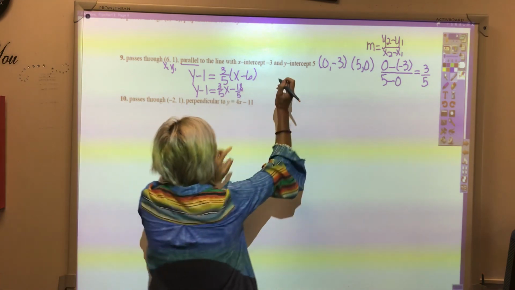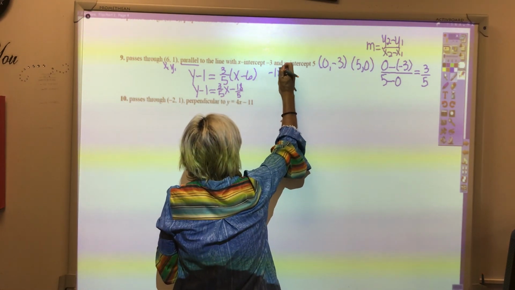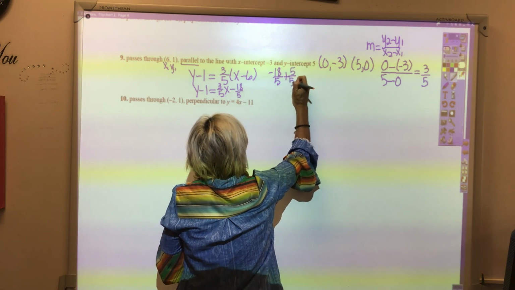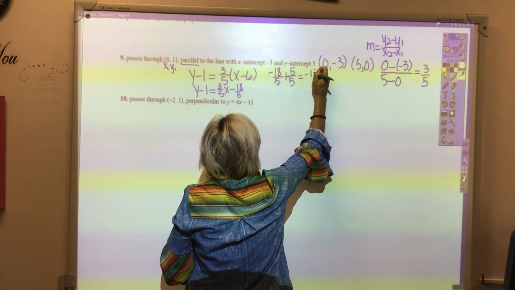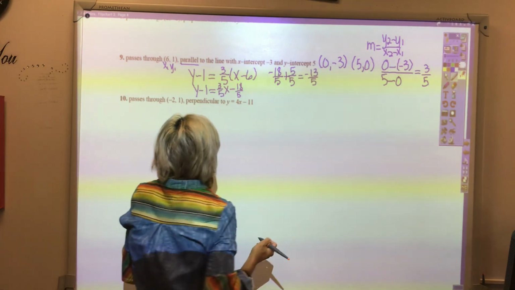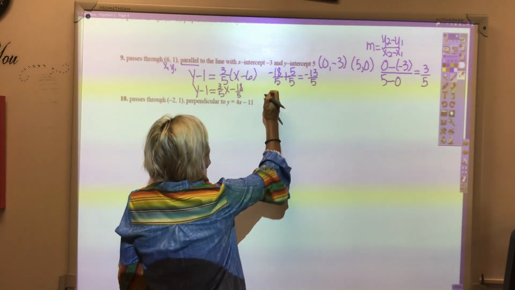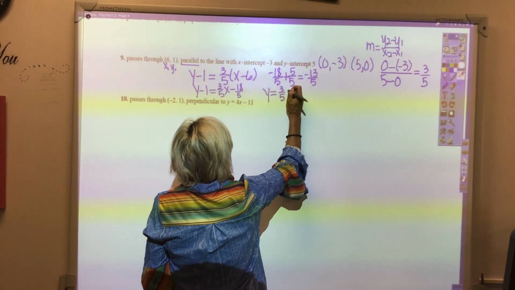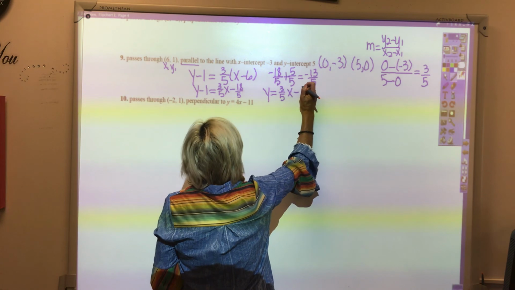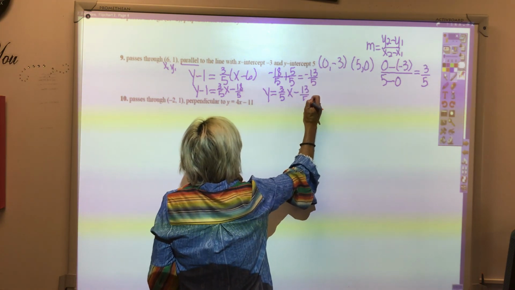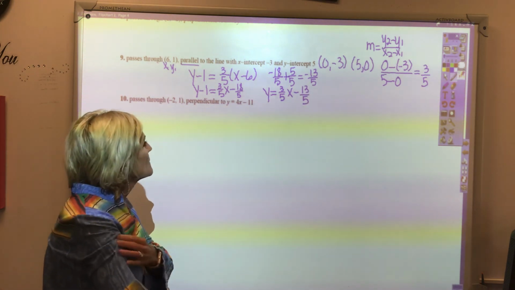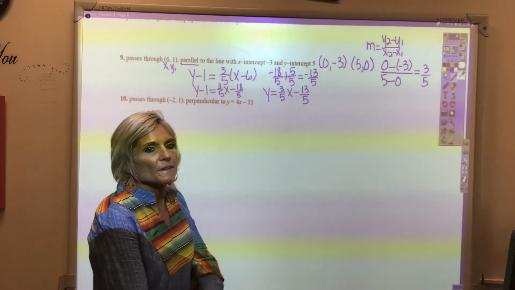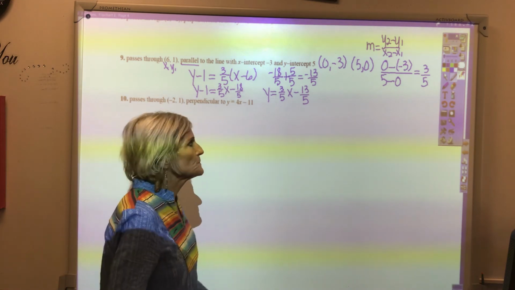So let's just look at this for a minute. If we have -18/5 and we add 5/5, we will have -13/5 for our y-intercept. So our line will be y equals 3/5 x minus 13/5. That one's a little challenging. I don't believe y'all will see one quite that challenging on the test.